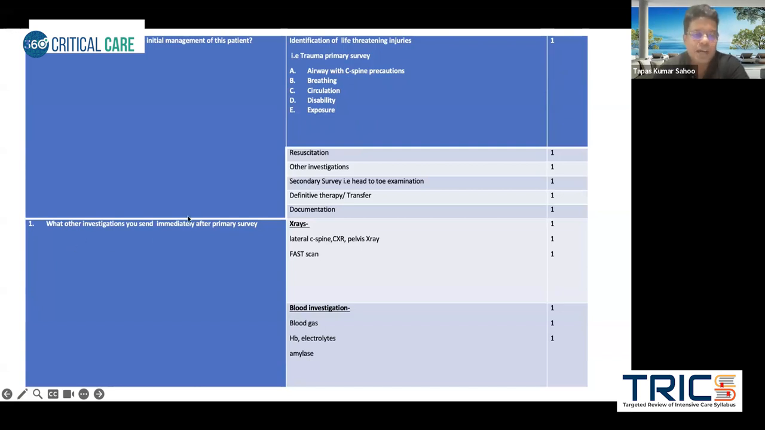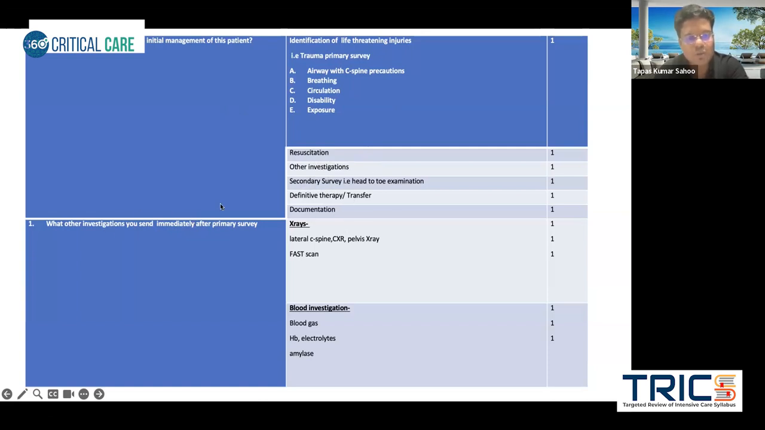Now, the second question would be, what other investigations do you send immediately after the primary survey? Apart from the trauma primary survey, in the management part you also have to tell about the resuscitation part, the initial investigations, then secondary survey, definitive therapy or transfer to the trauma center, and documentation. So question number 1 included the primary survey, resuscitation, investigations, secondary survey, definitive therapy or transfer, and documentation.